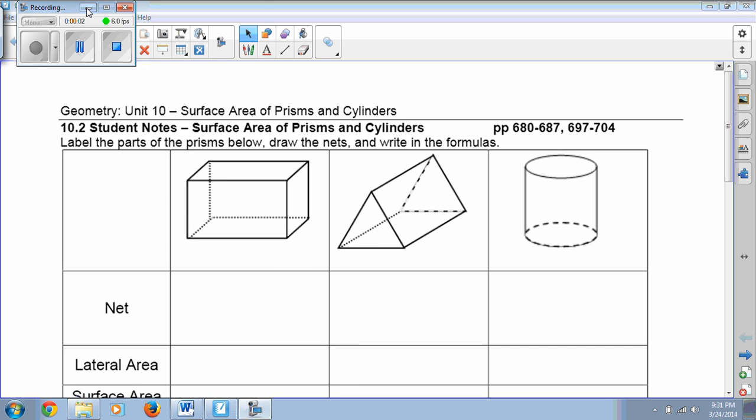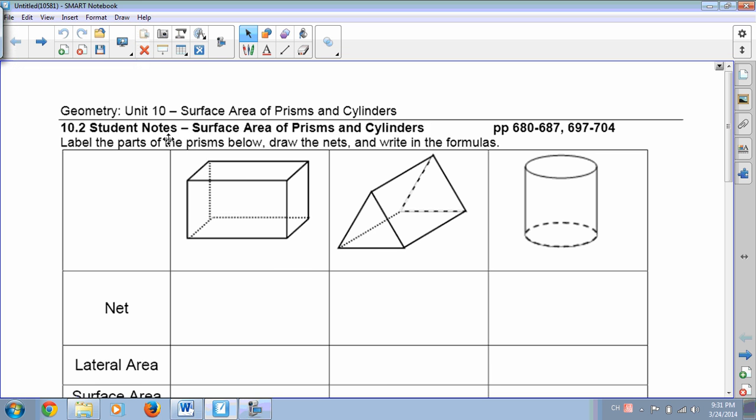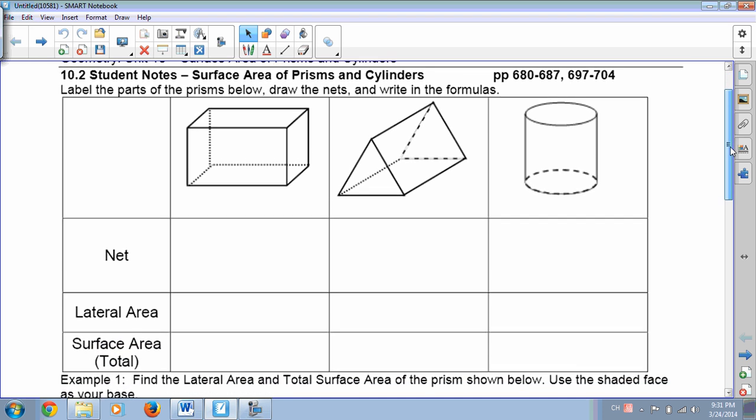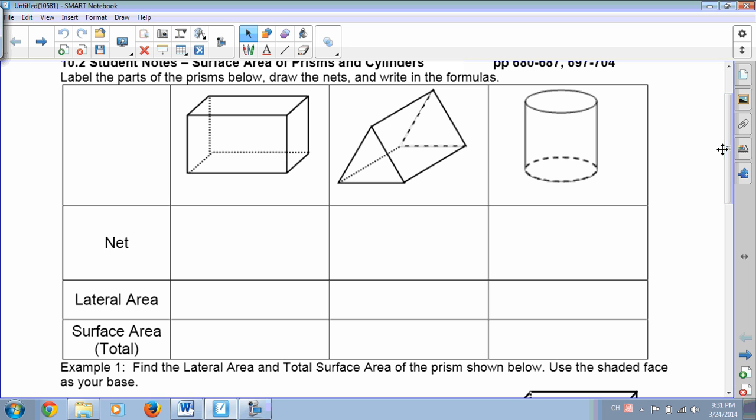Hey guys, we're going to start notes 10.2 today, which involves surface area of prisms and cylinders. So the first thing that we're going to do is draw the nets of these shapes. Okay, the first two shapes we see here are both prisms.